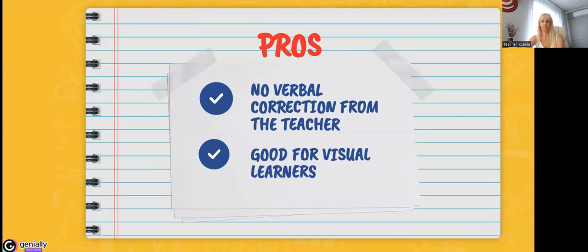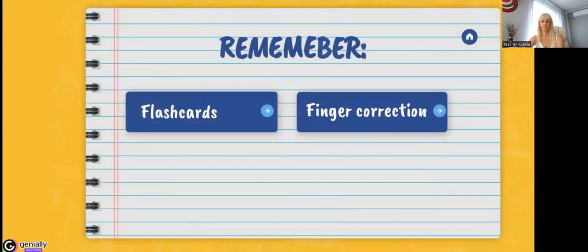So these were some tips on two very effective and often overlooked error correction techniques: flashcards and finger correction.